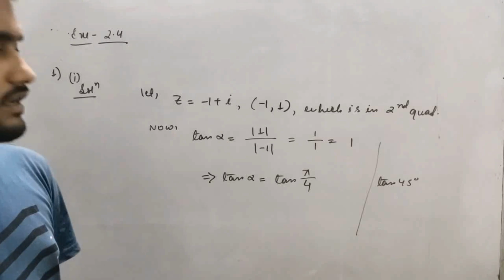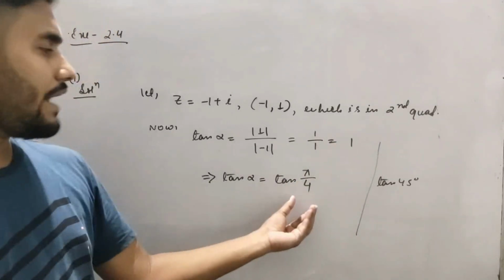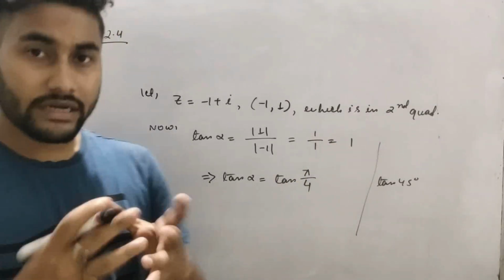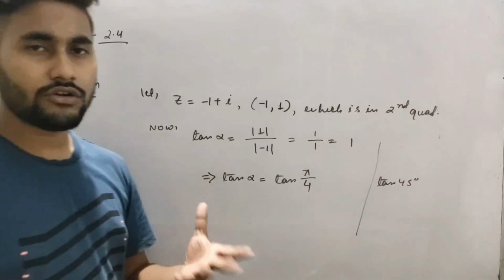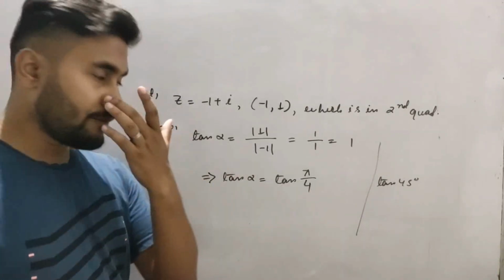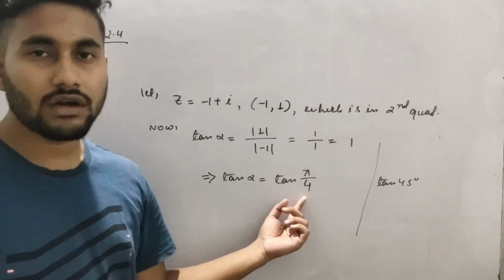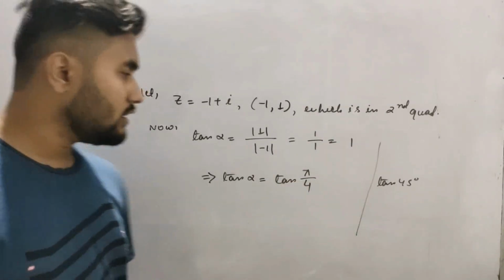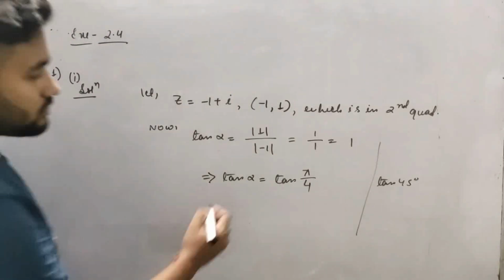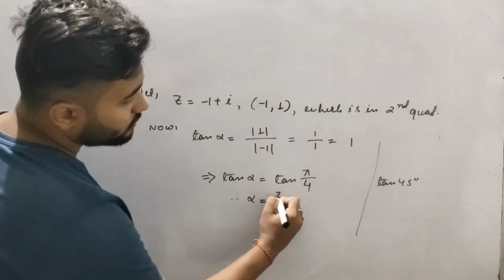The value of tan 45 degree is 1. It is better to write in radian measure, because in higher classes your trigonometry will be completely in radian. So what is 45 degree in radian? Pi by 4, since 180 by 4 is 45, right? So it is tan pi by 4. So from here alpha will be equal to pi by 4.